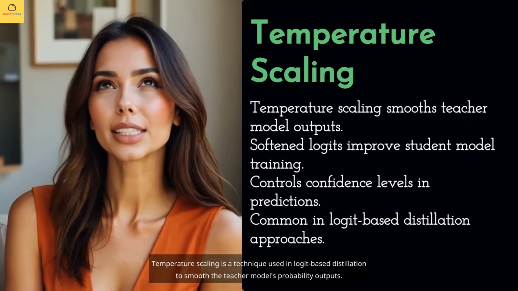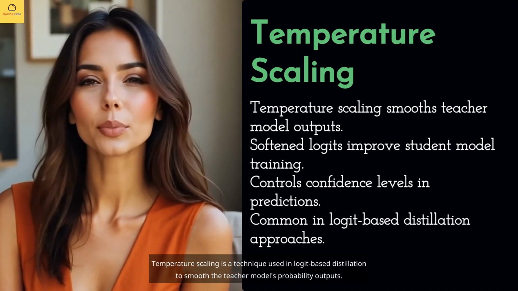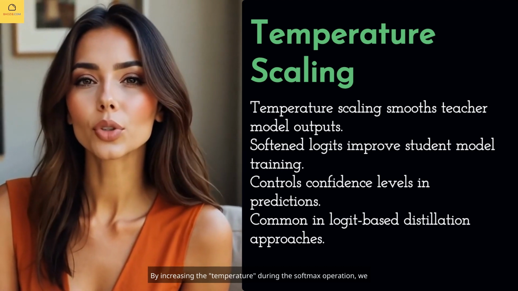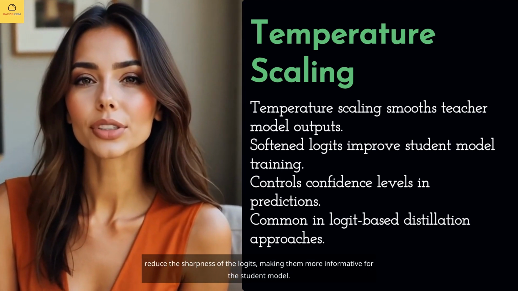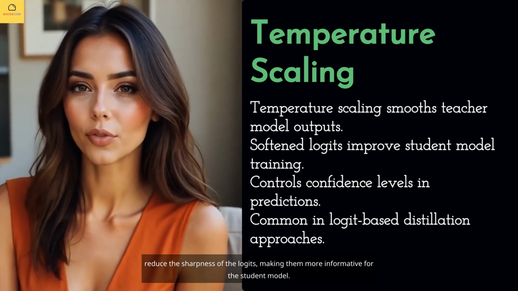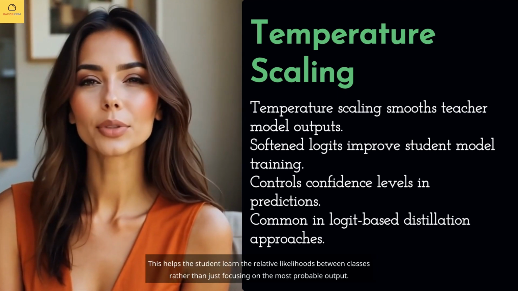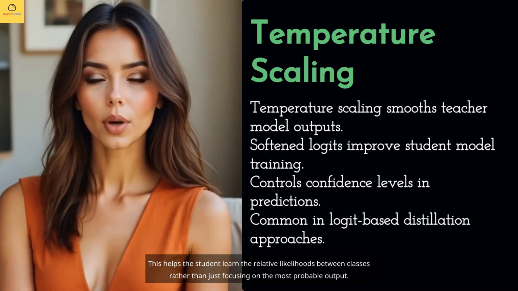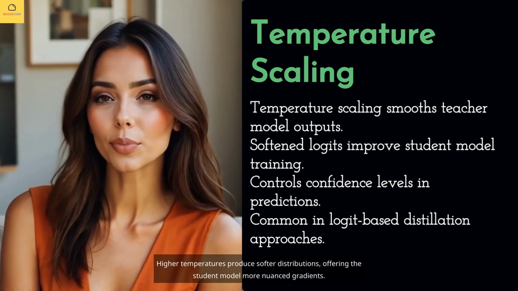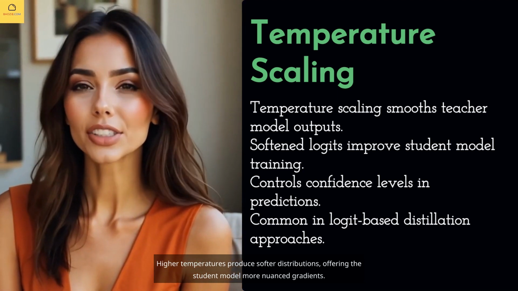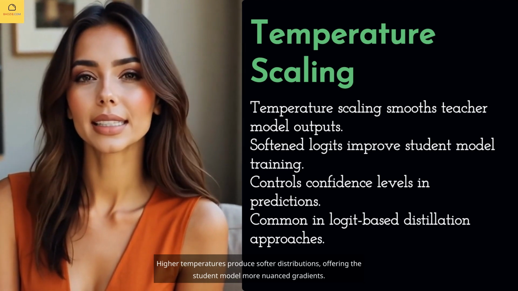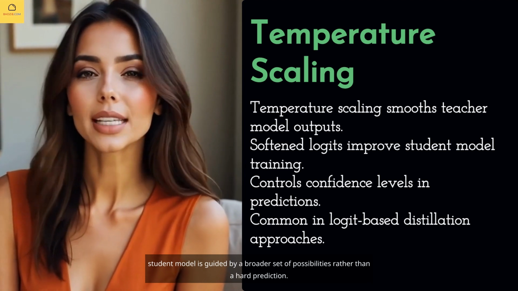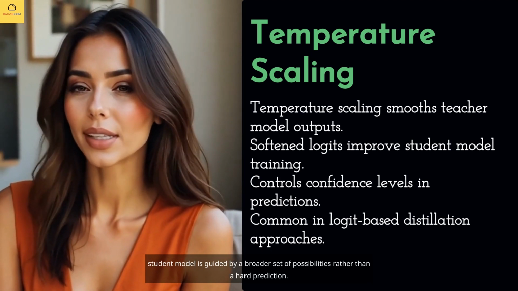Temperature scaling is a technique used in logit-based distillation to smooth the teacher model's probability outputs. By increasing the temperature during the softmax operation, we reduce the sharpness of the logits, making them more informative for the student model. This helps the student learn the relative likelihoods between classes, rather than just focusing on the most probable output. Higher temperatures produce softer distributions, offering the student model more nuanced gradients. This leads to improved learning of the underlying patterns as the student model is guided by a broader set of possibilities rather than a hard prediction.